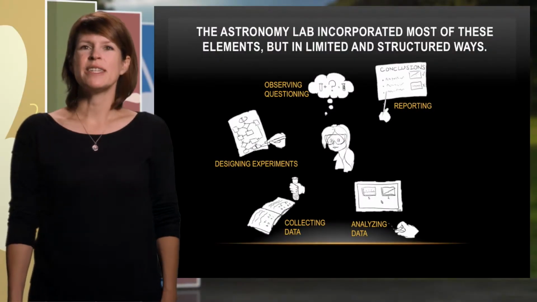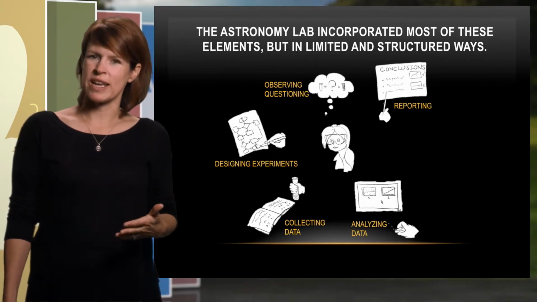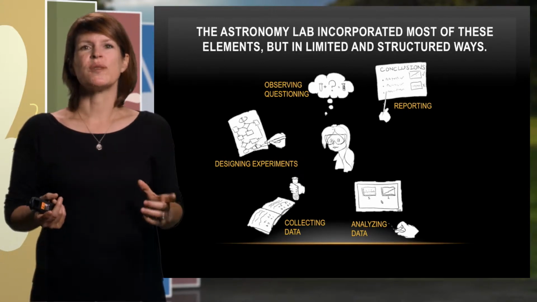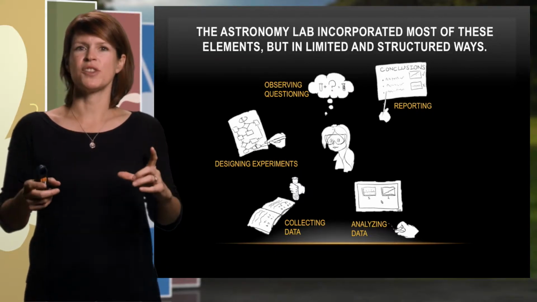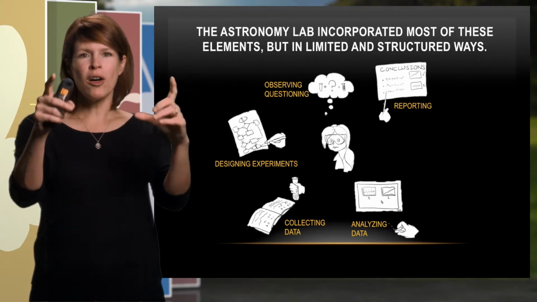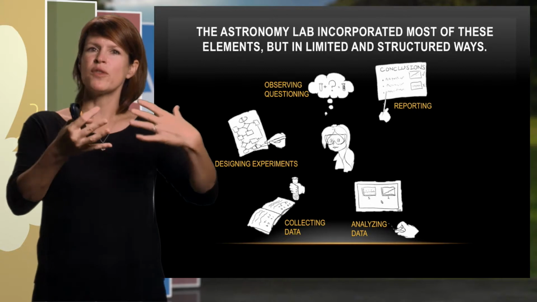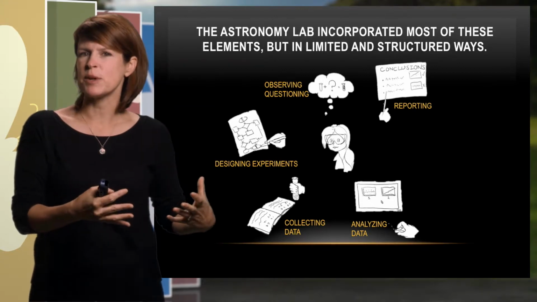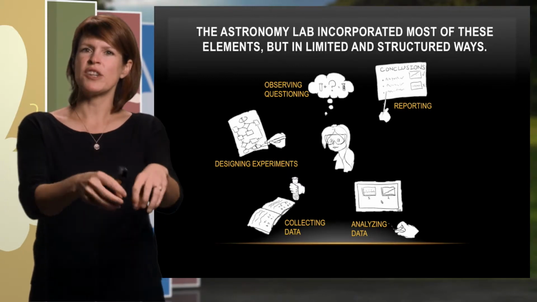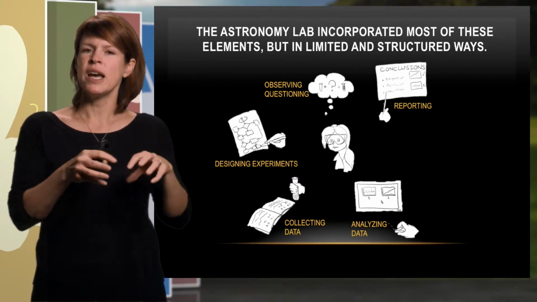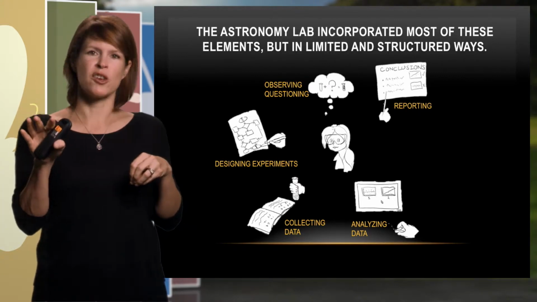The astronomy lab example incorporated most of these elements, but in limited and structured ways. Erica Grunstrom structured her astronomy lab such that students had the opportunity to practice essentially all of these elements: observing, questioning, designing experiments, collecting and analyzing data. And she gradually withdrew the support for the students such that by the end of the semester they could do all of these elements on their own.